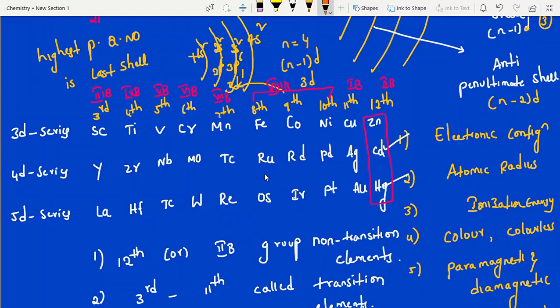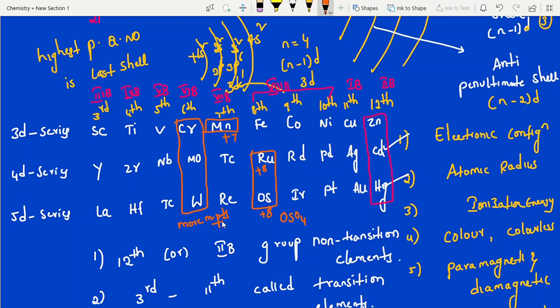See, osmium and ruthenium show +8 oxidation state. Example OsO4. Down below I will write all the points. Here I am showing OsO4. I will explain how to calculate the oxidation state. And the next one, in 3D series, manganese shows +7 oxidation state, the highest oxidation state. Next, this family, chromium, molybdenum, tungsten, have high melting points.